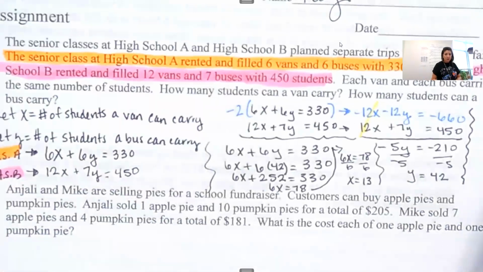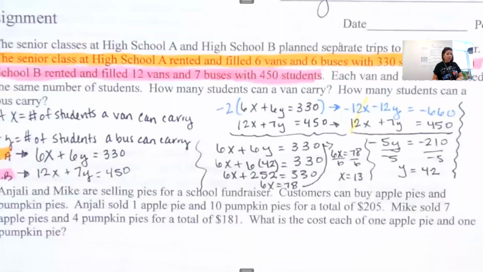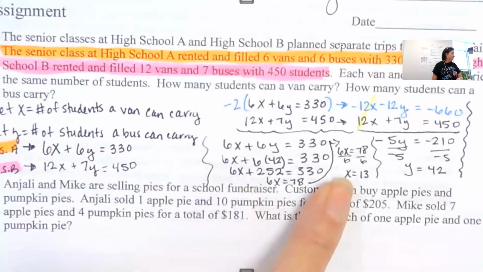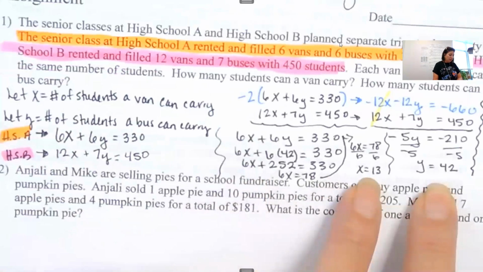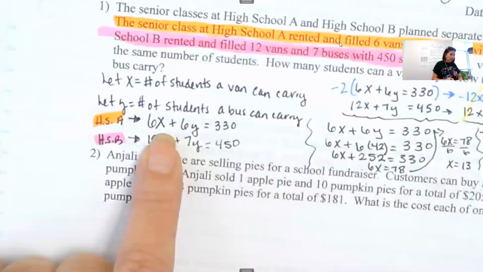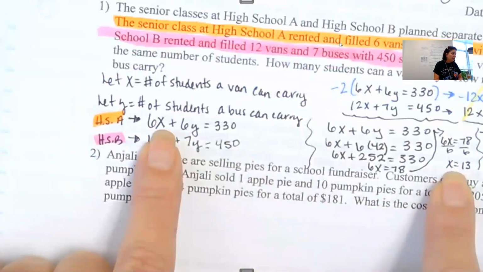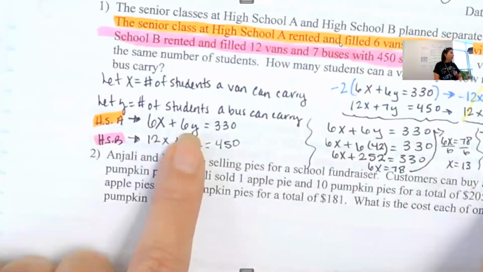Anyway, back to this problem. So I finished and solved the x is equal to 13, right? Yep. Okay. So let me just check this real quick. For high school A, I'm saying that there's 13 vans, and high school B, I'm saying there's 42 vans. Or no, I'm sorry, I said that wrong. High school A, there's 13 students on a van, right? And 42 students on a bus.